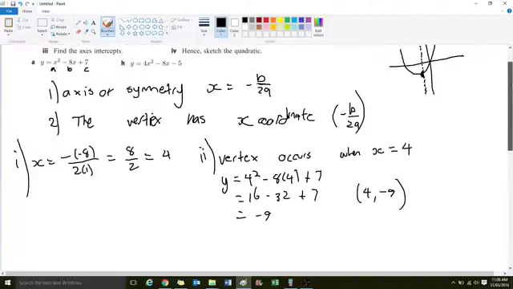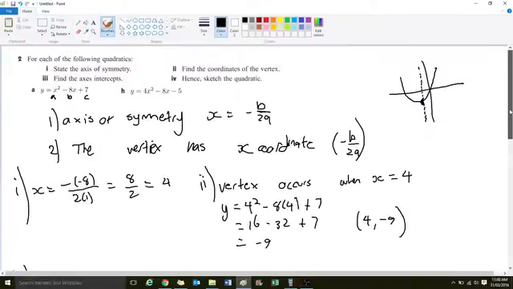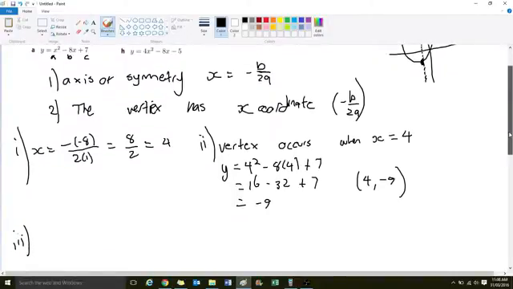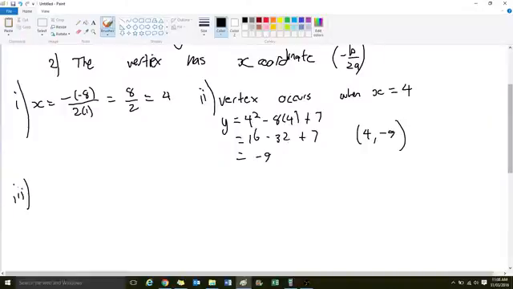Okay, part 3, find the axis intercepts. The axis intercepts just occur when y is 0, and there's a number of ways of doing that. You could use the quadratic formula, you could factorize it, or you could even use your calculator. For this one, I see that I can factorize it pretty easily, so we'll use the cross product method.